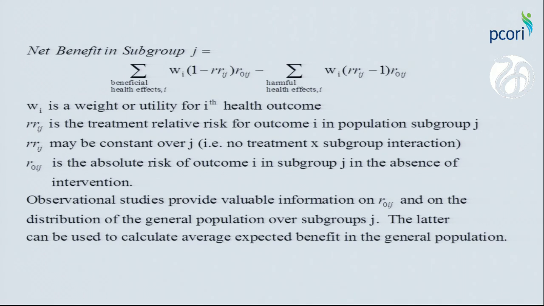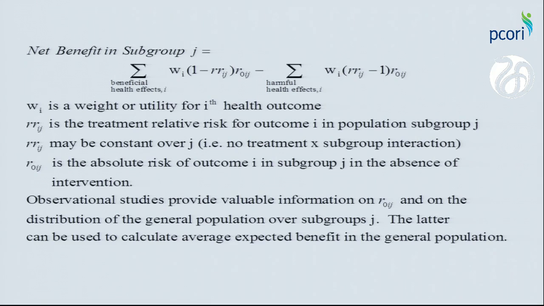Now, the net benefit to a woman with particular characteristics J, this is a subgroup. It might be defined by a bunch of risk factors. So it's a particular subgroup. Well, we might assign different weights to the various health outcomes. So it's the sum over the health outcomes that are favorable of, this is 1 minus the relative risk, so that's how much the risk is reduced by treatment, times a baseline hazard. This is a relative risk. This is the treatment effect for a person on outcome I in subgroup J.